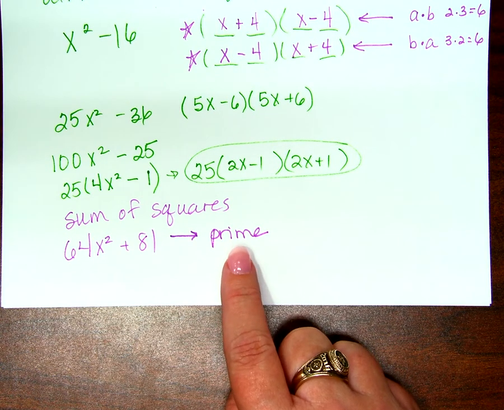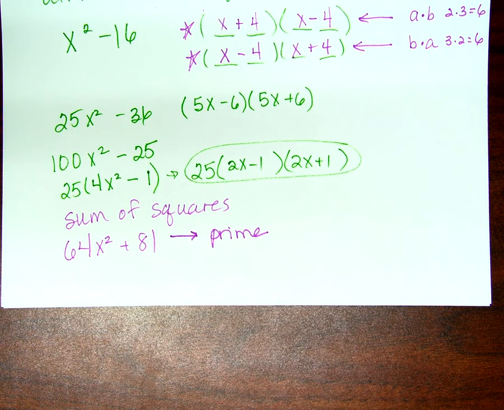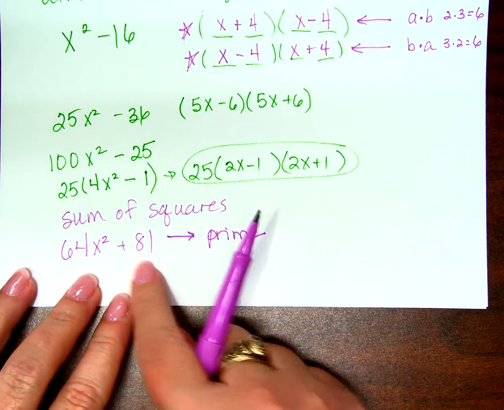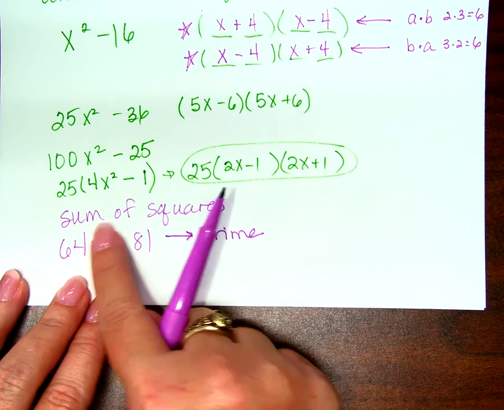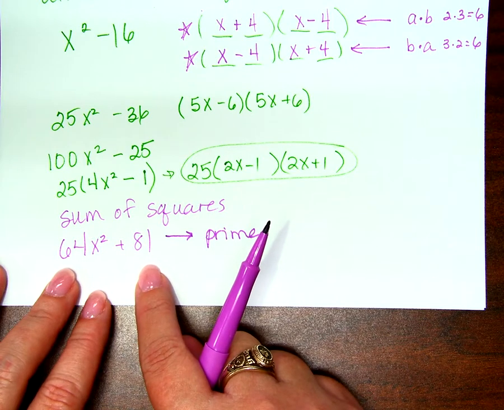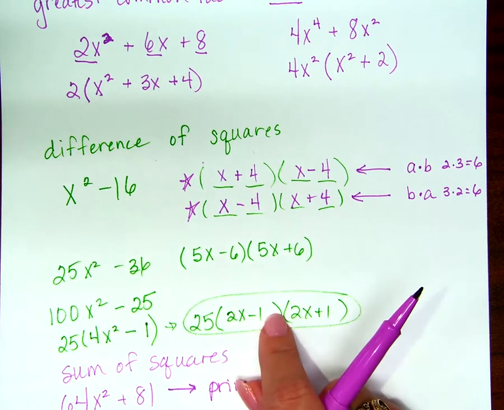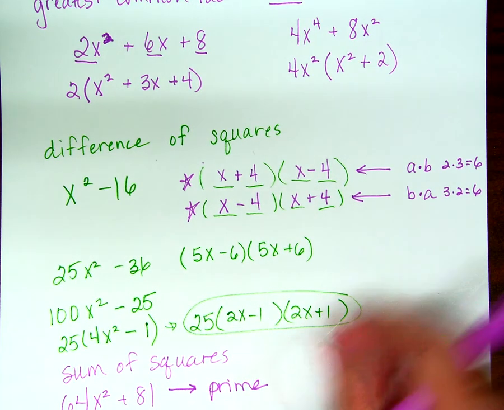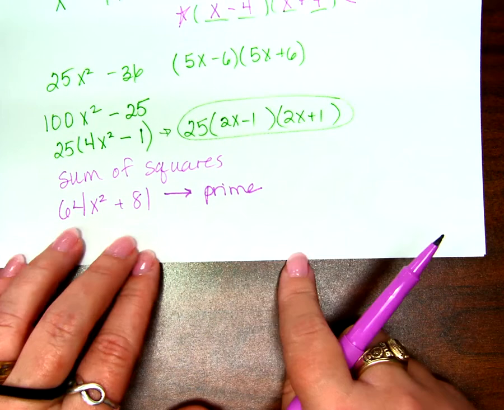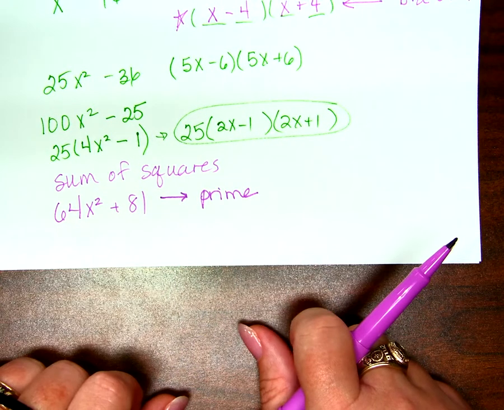What does prime mean again? It's only divisible by 1 and itself. Okay? It cannot be factored, so we write prime. Sum of squares is prime. Difference of squares we can factor, and we should. Okay? Sum of squares, that's prime, and we can't factor it. Got it?